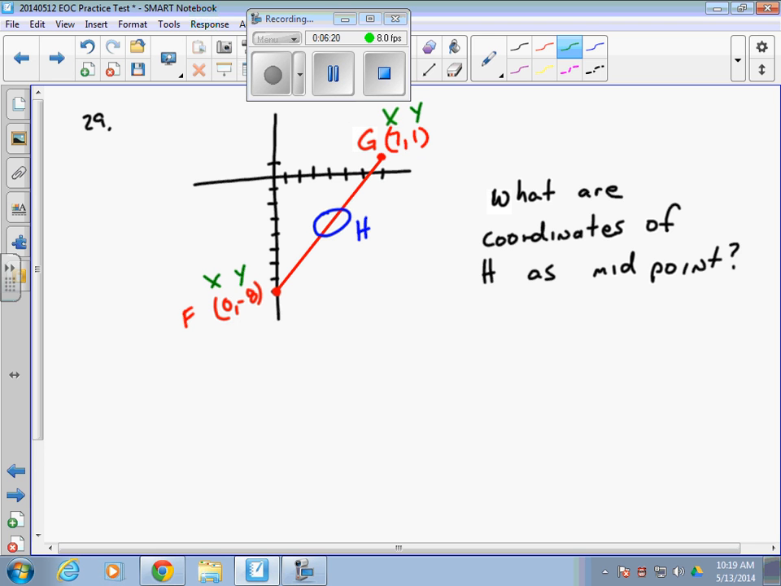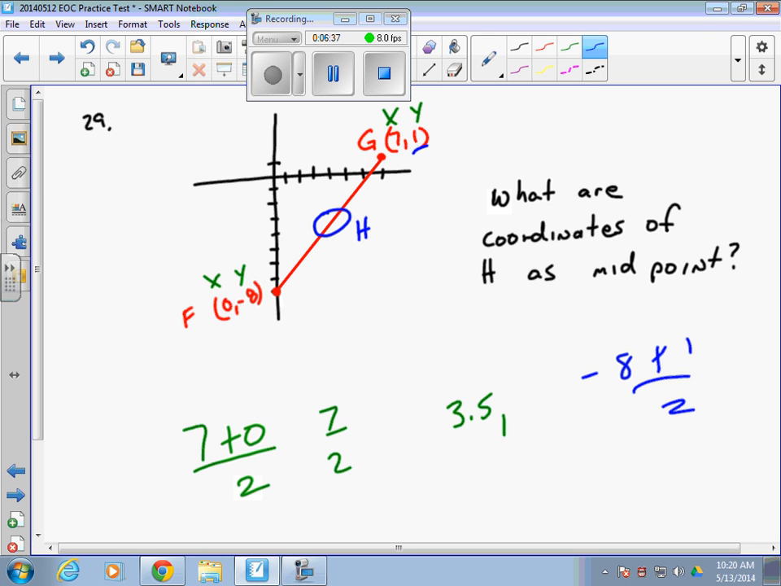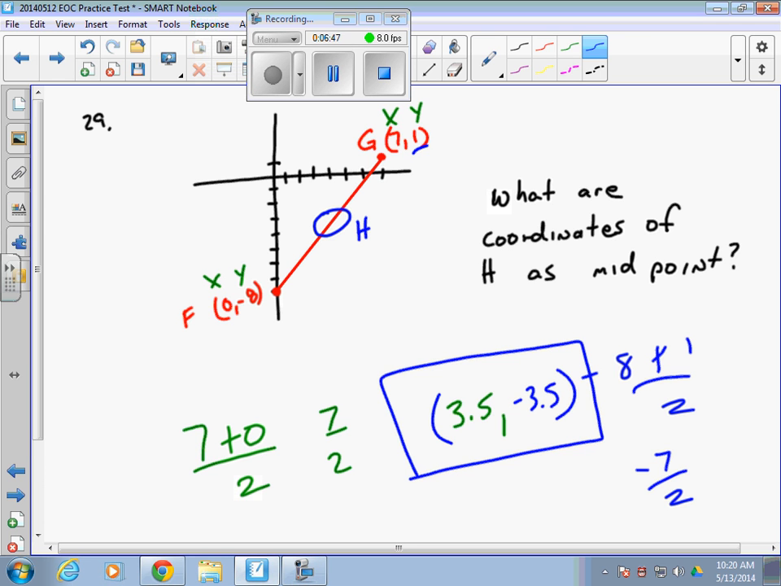So take the two X values, 7 and 0, and average them out. 7 plus 0 is 7 divided by 2. We know that the X value is going to be 3.5. Do the same thing with the Y value. You know it's negative 8 plus 1 divided by 2. So negative 8 plus 1 is negative 7 divided by 2. That's negative 3.5. So the point right in the middle, when you average them out, is 3.5, negative 3.5, X comma Y.